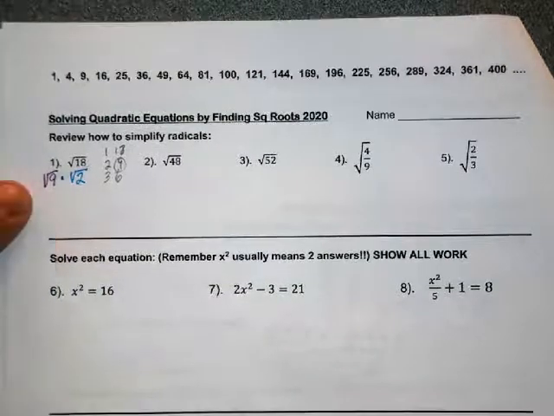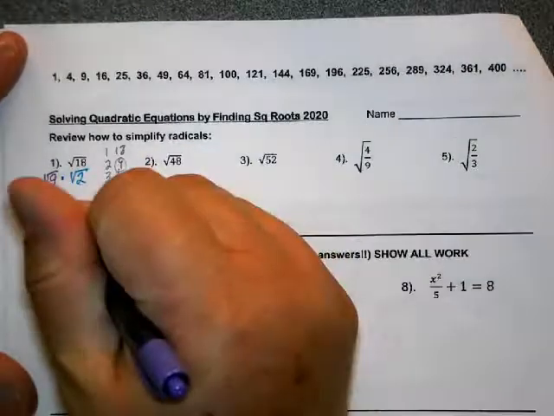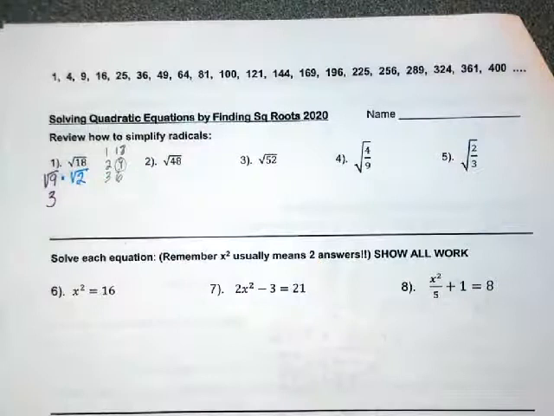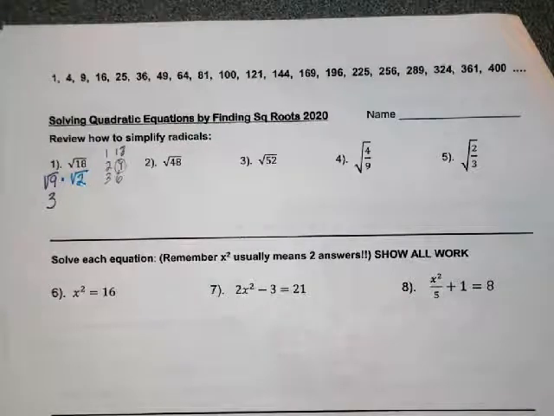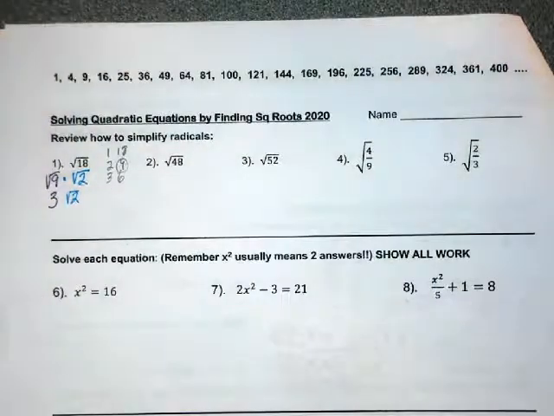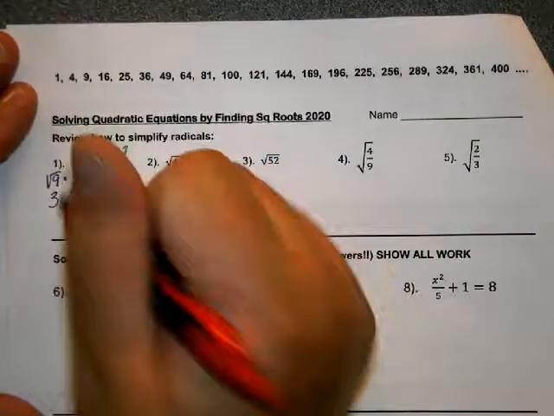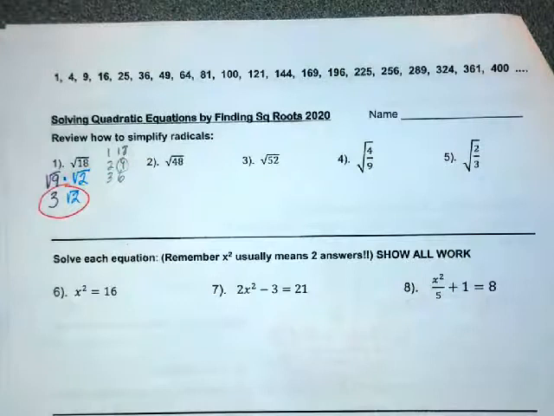I could take the square root of a perfect square. Square root of 9 is 3, and the square root of 2, well, it's an irrational number. So I'm just going to leave it. So that's my answer for simplifying the square root of 18. Okay?